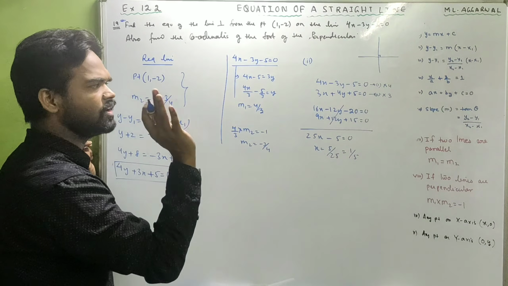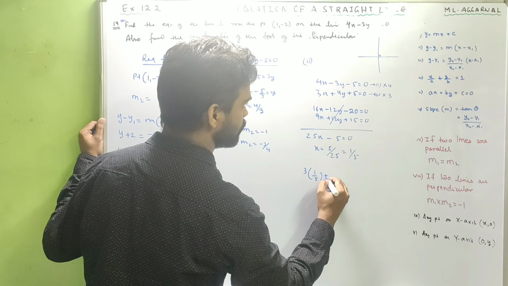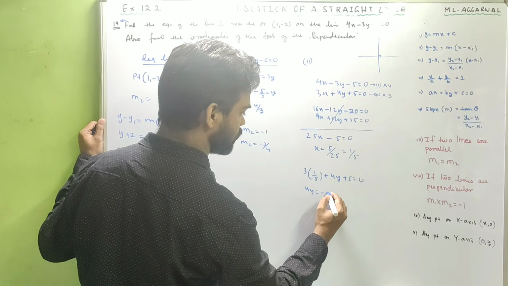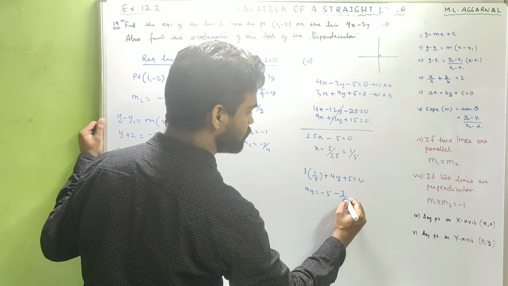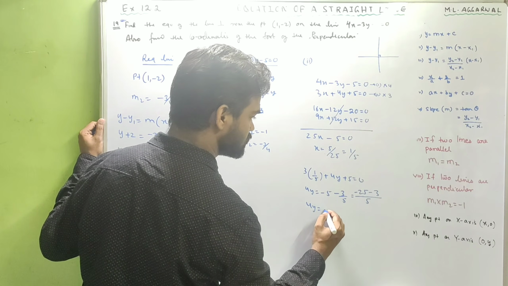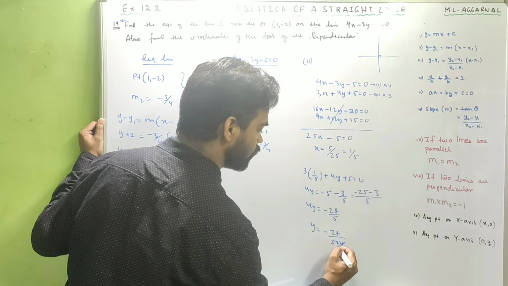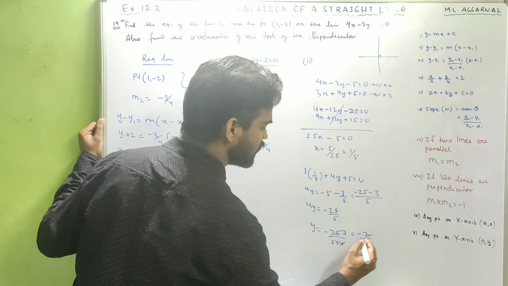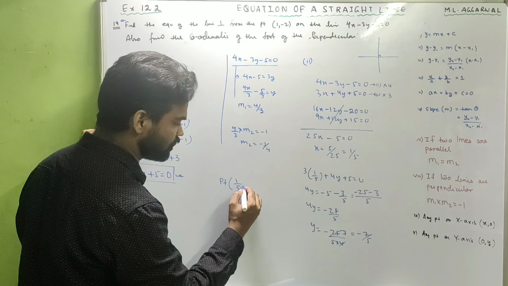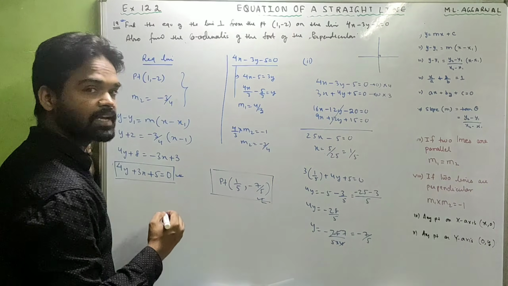Now put the value of x in any of the equations. Suppose I take the second equation. So thrice of x plus 4 times y plus 5 equals 0, which means 4y equals minus 5, minus 3 by 5, which is minus 25 minus 3. So 4y is minus 28 by 5, which means y equals minus 28 by 5 into 4. 4 ones are 4, 4 sevens are 28. So minus 7 by 5, which means the foot of the perpendicular will be 1 by 5 comma minus 7 by 5. Am I clear or not? This is the answer for the second part.